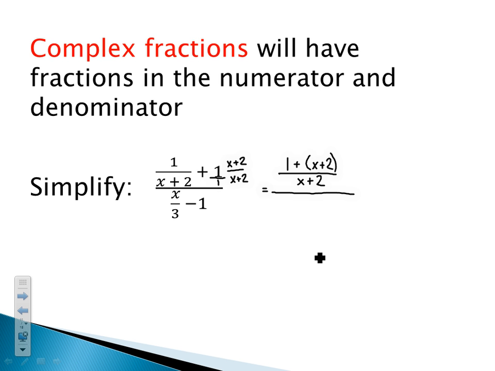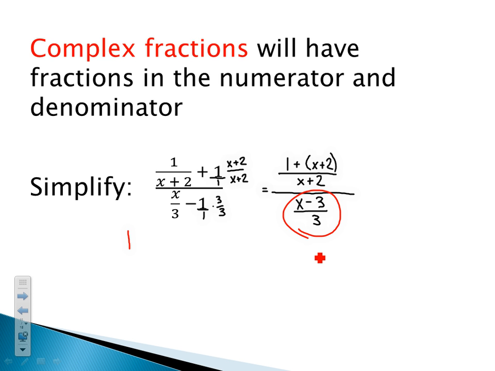Now the bottom fraction, we have to do the similar thing. We need a 3 as the denominator for both pieces, so my second part is going to get multiplied by 3 over 3. So I have x minus 3 over 3. Now, take a look at that. You've got a division of fractions now. How do we divide with our fractions? Well, you need the reciprocal of the second one, and then it's a multiplication.